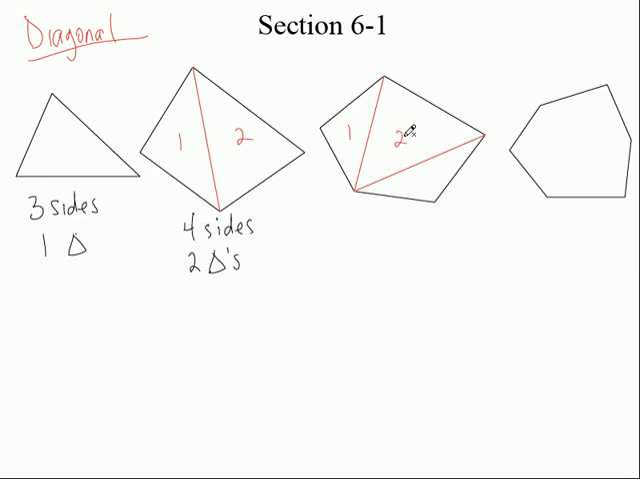So how many triangles do I have now? I got 1. I got 2. I've got 3. Agreed? So how many sides? 5 sides. It's a pentagon. And how many triangles do I have here? 3.